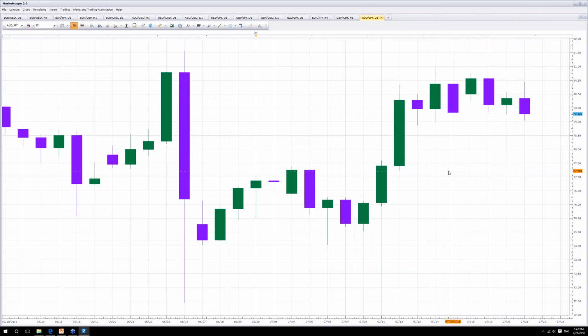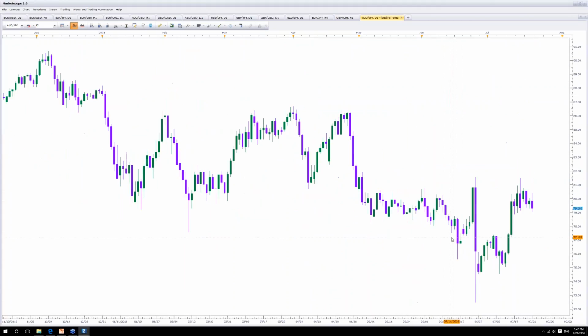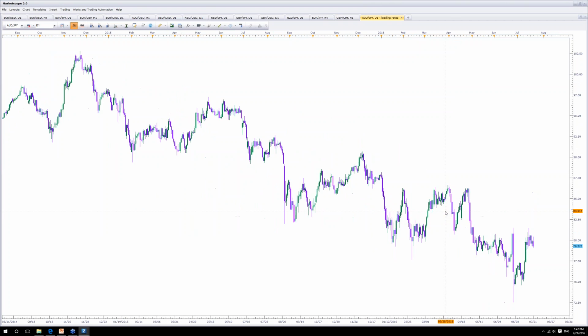right? Well, Japan doesn't like a stronger currency and Australia doesn't like a stronger currency. So this is literally a battle between prices and a battle between countries, right? So this is the Aussie Yen. This is the naked chart. I'm going to go ahead and add the HMO cloud again.